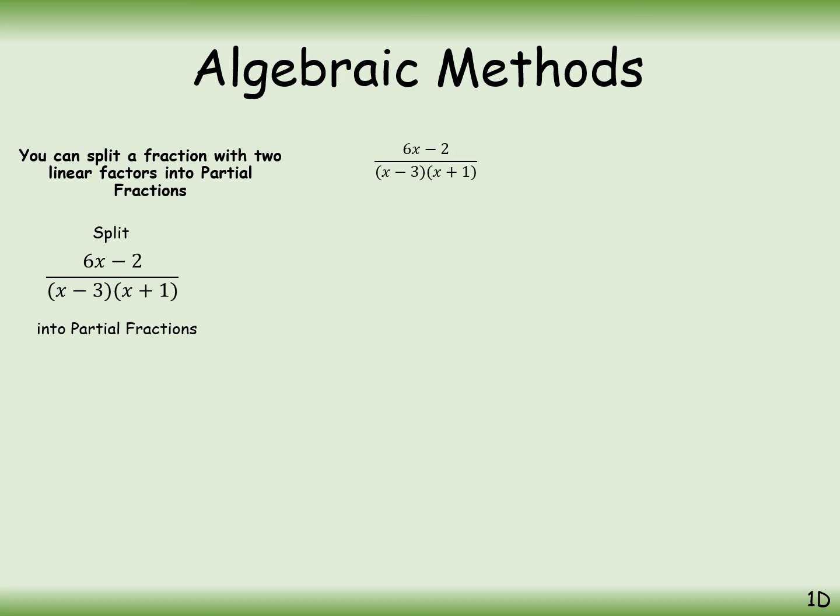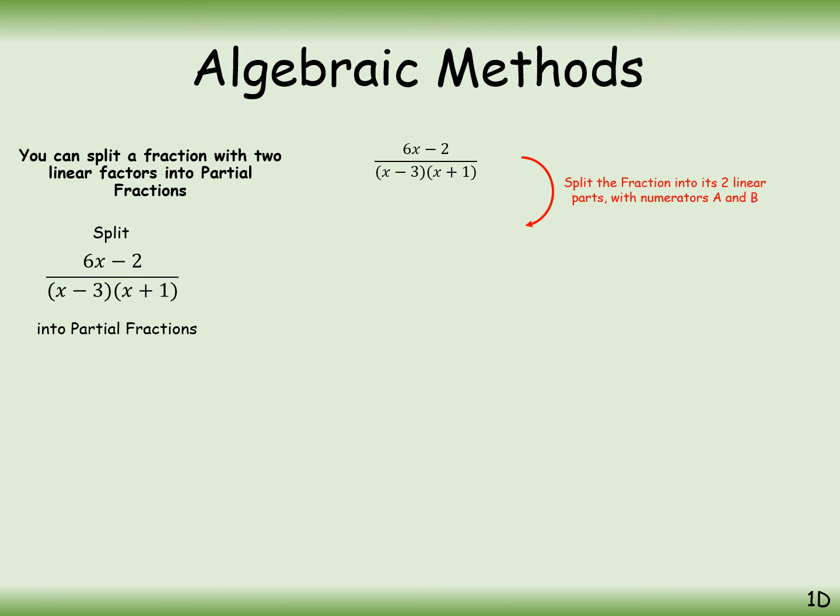So now what we're going to do, let's say we have a fraction like this, 6x minus 2 over x minus 3, x plus 1. So this has been tidied up from somewhere. What we want to do is write these as separate fractions.